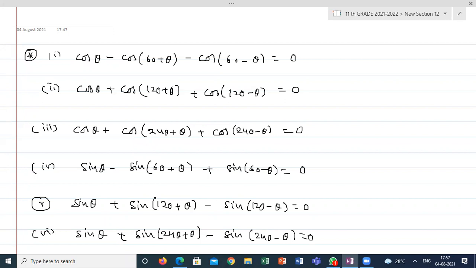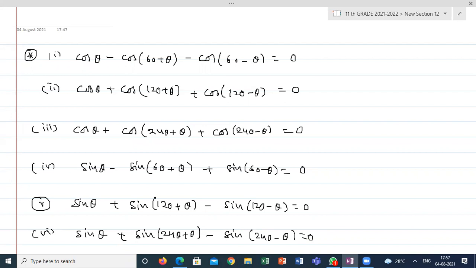For the board point of view, it may be a proof. For the entrance point of view, all these things we can take as standard formulas. Is it clear, guys, what I'm trying to say? We proved only the first one. With the help of the sum and difference of cos(A plus B) and cos(A minus B), we can prove all these things easily.